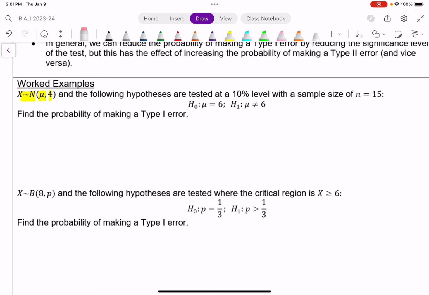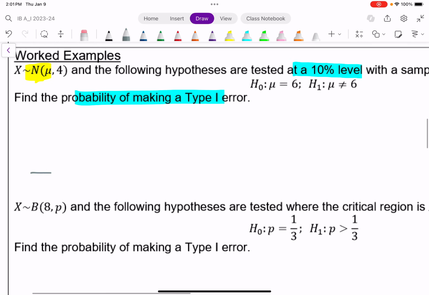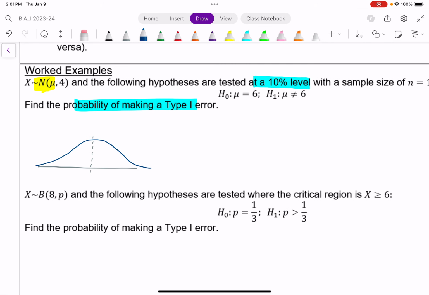In this case, it's going to be quite easy. In general, when we have a continuous distribution, and a normal distribution is a continuous distribution, then the probability of making a type 1 error is the exact same as our significance level. If we just think about what a normal distribution looks like, we have our mean here, but all that really matters is that 10% significance level. In this case, is this region here or this region here? Because keep in mind, we are looking at the alternative hypothesis being that the mean is not 6. So I'll put a 6 there.